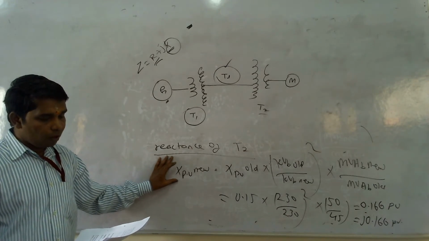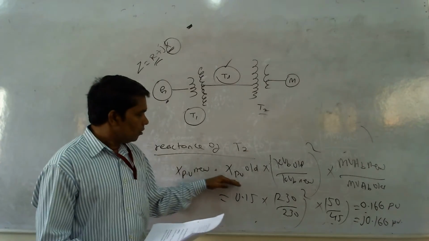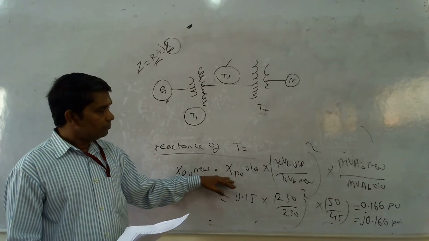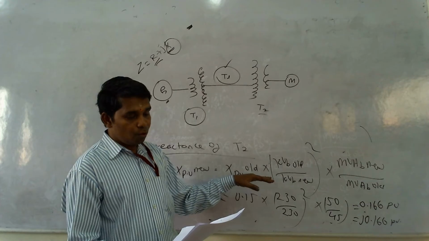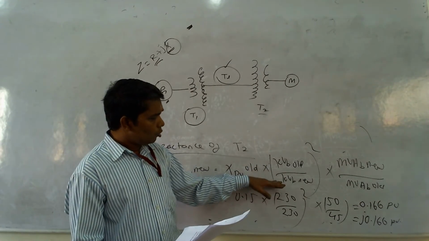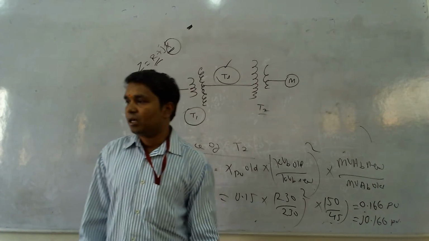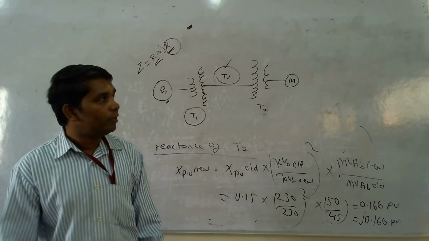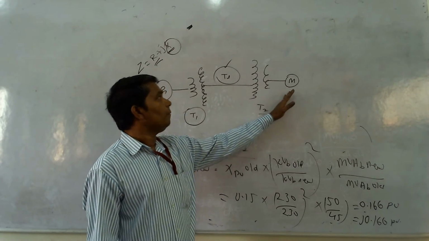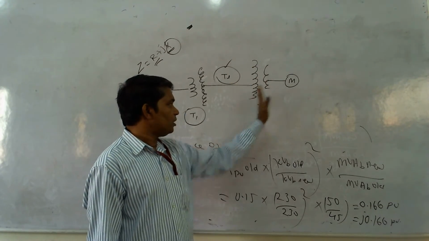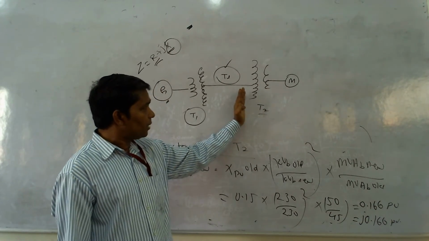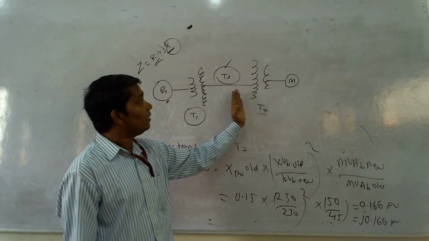So for the motor, we will have the old reactance value, which is nothing but 0.25, and the old kilovolt base value will be 13.2 because it is given. The new kilovolt base here we have to calculate, because the motor is connected on the secondary side of the transformer 2, but we have the base values up to the primary side, so here the section is changing.